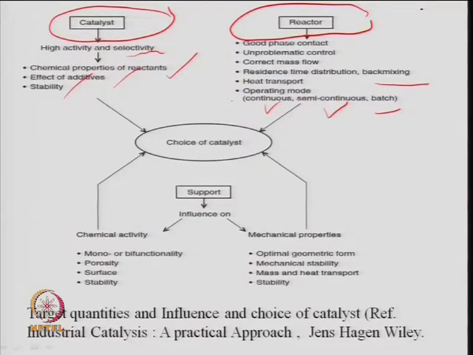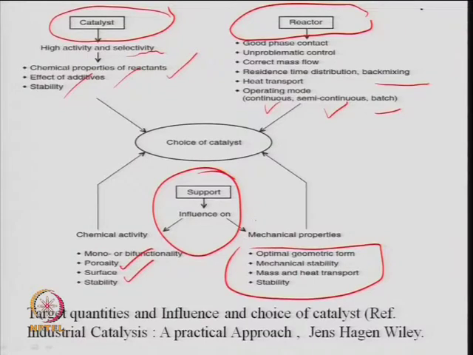So, this choice of catalyst will depend on all these activity and stability and other properties during the catalytic reaction. Then we have to look at the chemical activity also, which is mono or bifunctional catalyst, porosity of a catalyst, surface properties, stability of the catalyst, which will depend on the type of support. So, influence of these chemical activity, that is the type of support, catalyst, then it is clubbed in the reactor, and along with the mechanical property of the catalyst, which is also important for the stability of the catalyst.